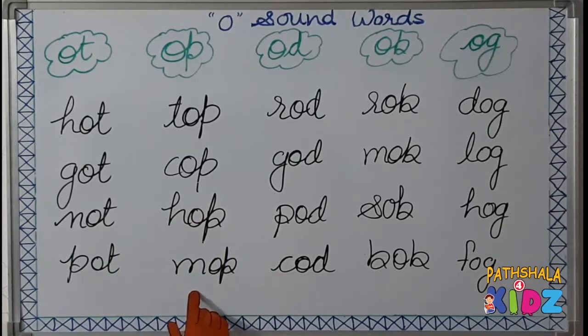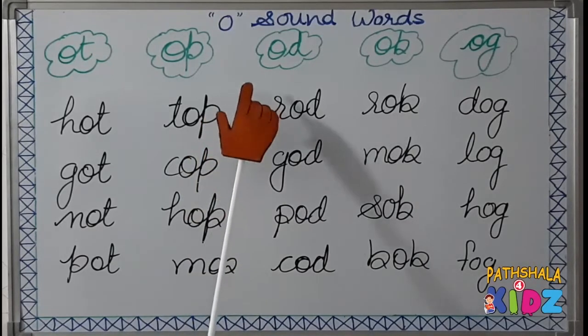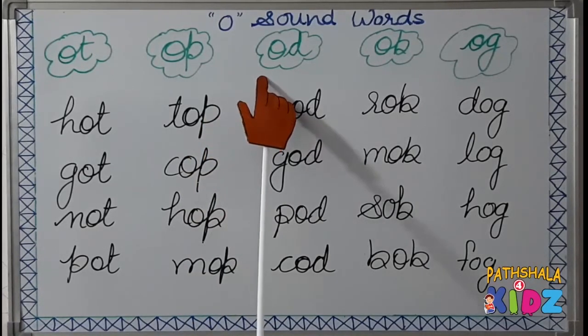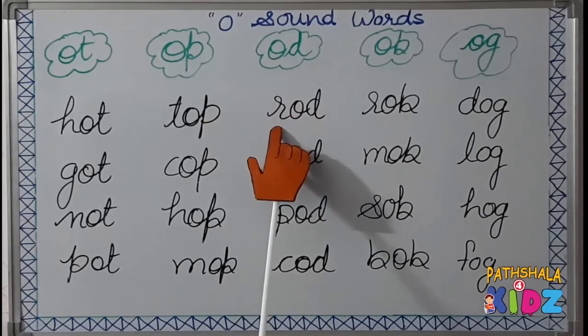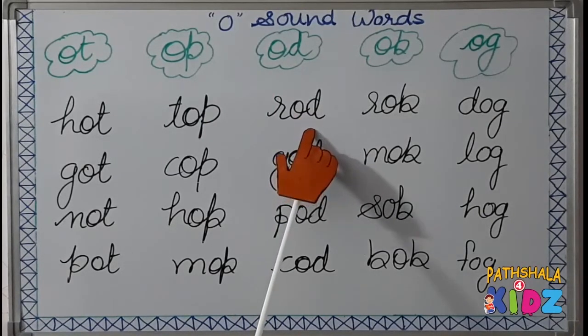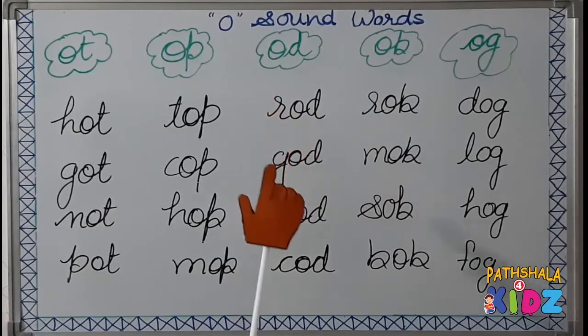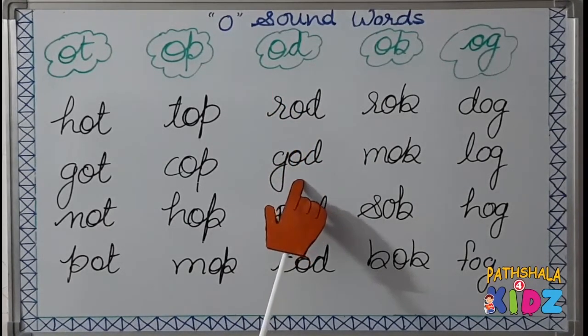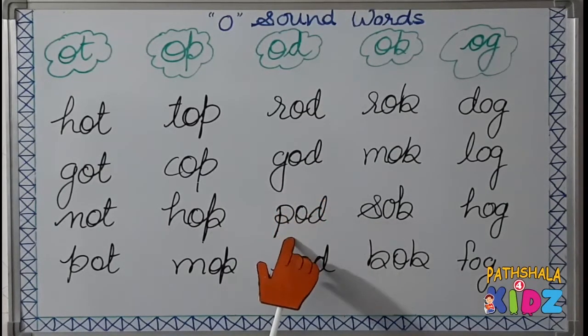The phonics sound of M is M. M-O-P, mop. Now move to next family, O-D, od. The phonics sound of R is R. R-O-D, rod. The phonics sound of G is G. G-O-D, god.